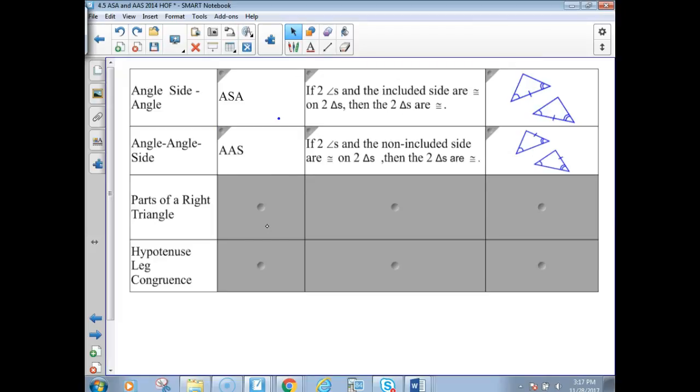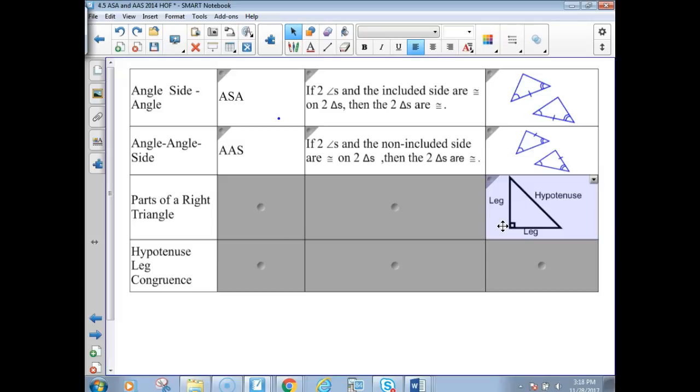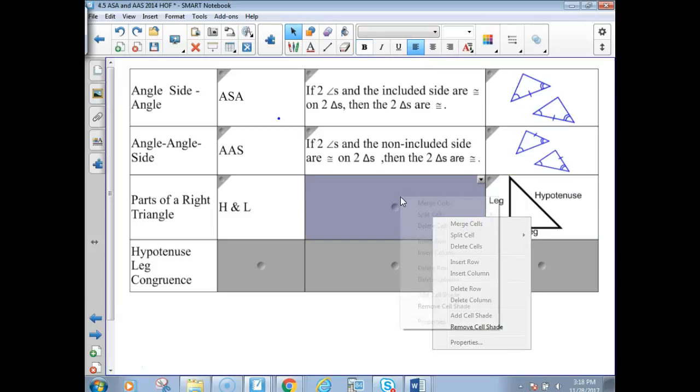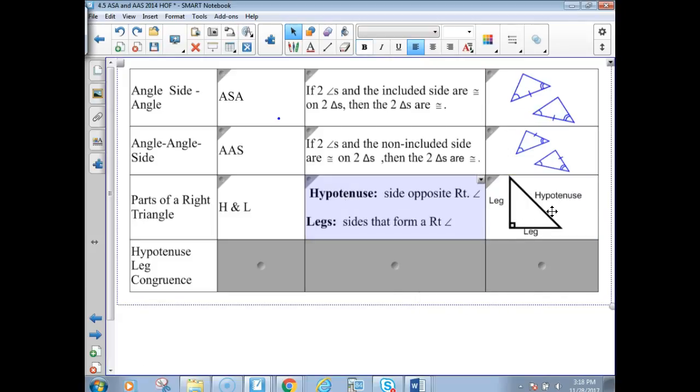Okay, might need to wait still a minute. You have all these pictures. Your next one is a picture of a right triangle, which you should know the legs, and the parts are H and L, hypotenuse and leg. That's the abbreviation for hypotenuse and leg. The hypotenuse is the side opposite the right angle, which means across from the right angle, or it's the longest side is another thing. And the legs are the sides that form the right angle.